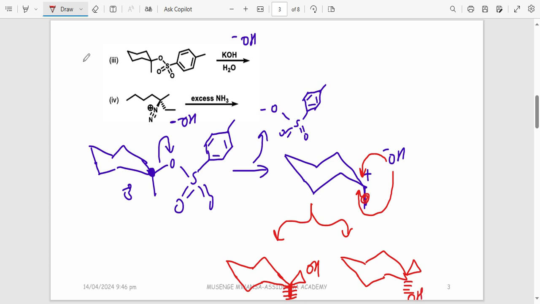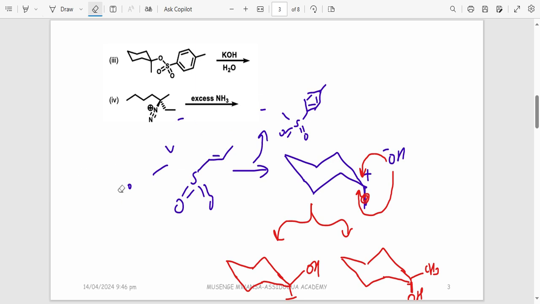But for this one, you can simply write lines. So you can see the OH can either be axial, and then the methyl is equatorial, or the other way around. So that is going to be the product here. Is that okay?